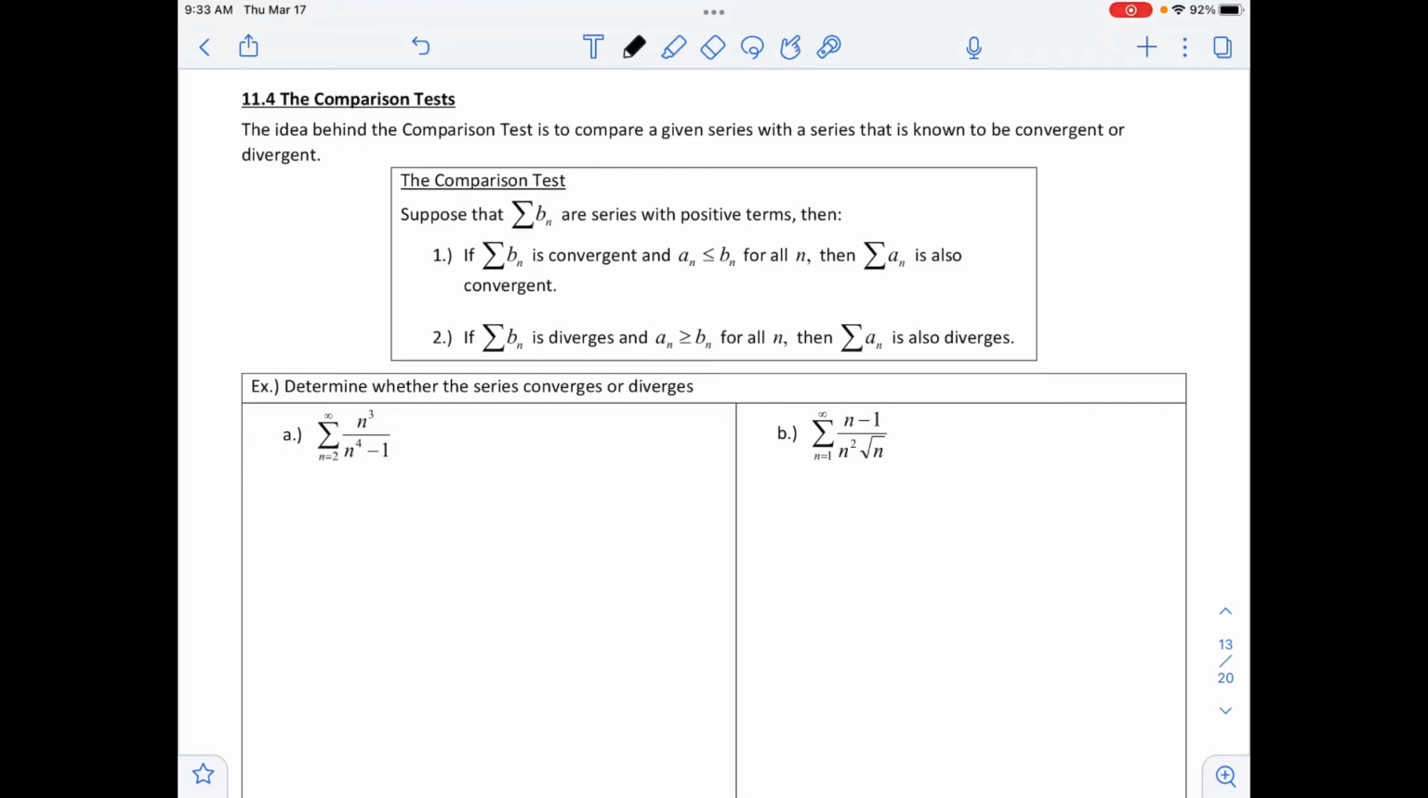We are in section 11.4, the comparison test. The idea behind the comparison test is to compare a given series with a series that is known to be convergent or divergent. So this is another test that we are available to use now.